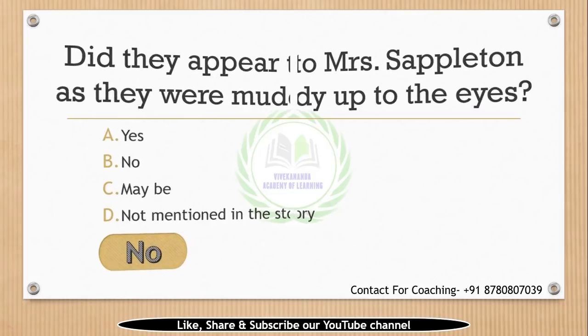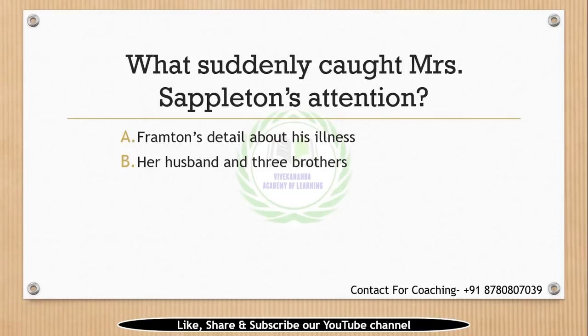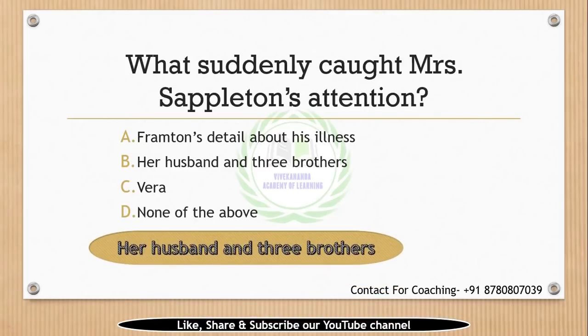Next question. The question is, what suddenly caught Mrs. Sappleton's attention? Options are A. Frampton's detail about his illness, B. Her husband and three brothers, C. Vera, D. None of the above. So the correct answer is B. Her husband and three brothers.